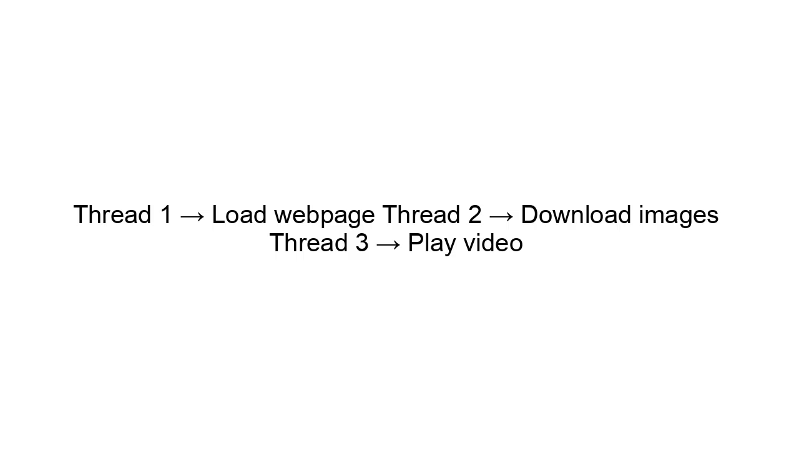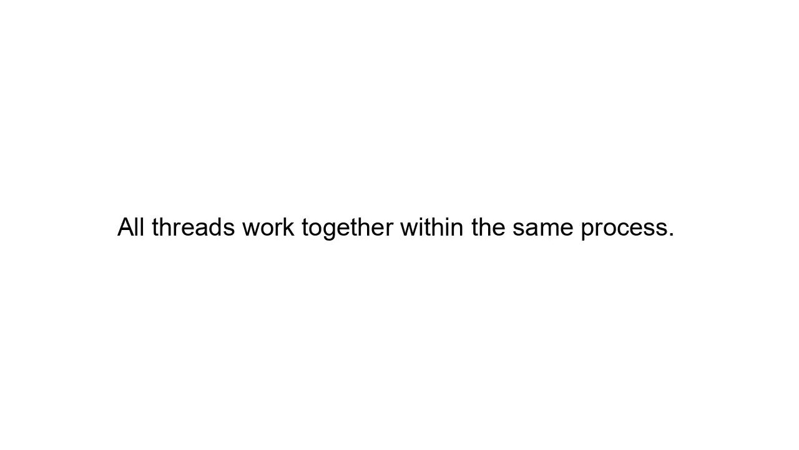Example in Python. Example using threads. Import threading. Def task: print "Thread running". Thread = threading.Thread(target=task). Thread.start(). Explanation: a new thread is created. The thread runs the task concurrently.